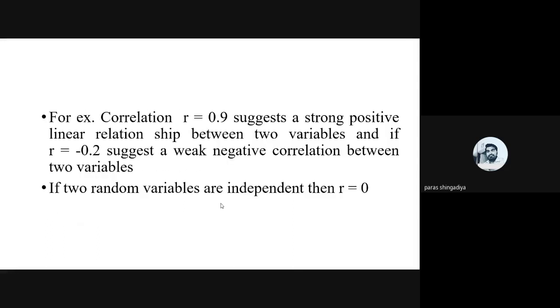It is given as an example: if r is 0.9, what does it mean? You have some data, and the coefficient you got is 0.9, so it suggests a strong positive linear relationship between the two variables. And if r is only -0.2, then it suggests a weak negative correlation between the two variables. And if both variables are independent, then r will be 0. Both random variables are independent, then r is equal to 0.